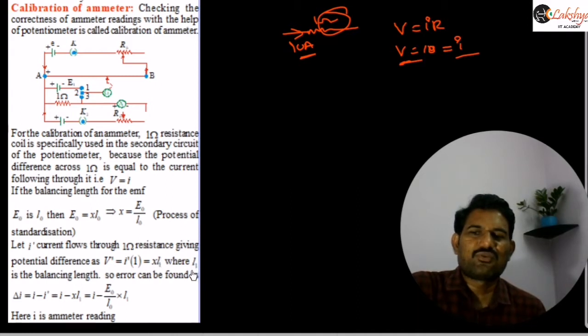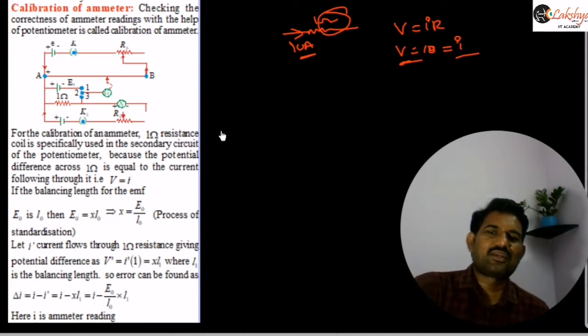Here L1 is the balancing length when you connect 2 and 3, that is, when you balance the potential difference across this resistance. From this you can calculate the I dash value, which we write as X into L1. So I minus I dash is equal to I minus X into L1. That X value we write as E naught by L, so I minus E naught by L into L1, where I is the reading of this ammeter.